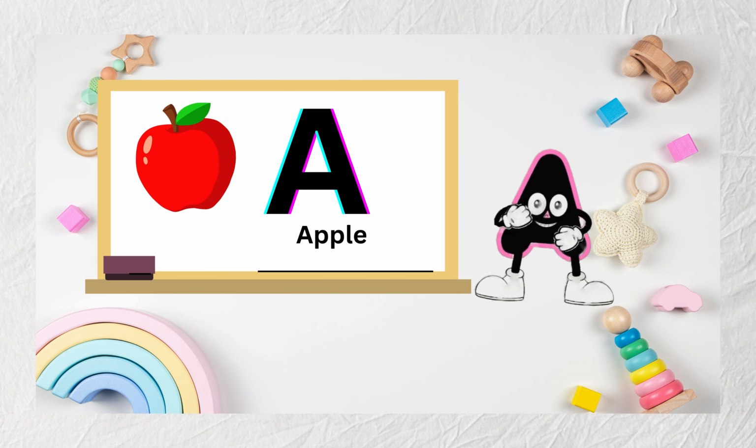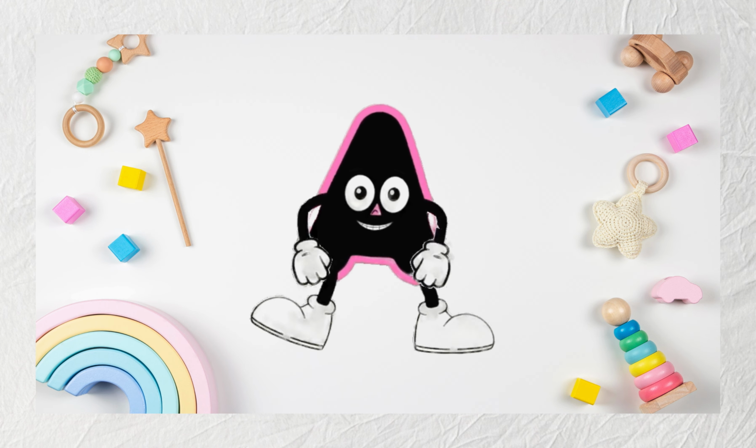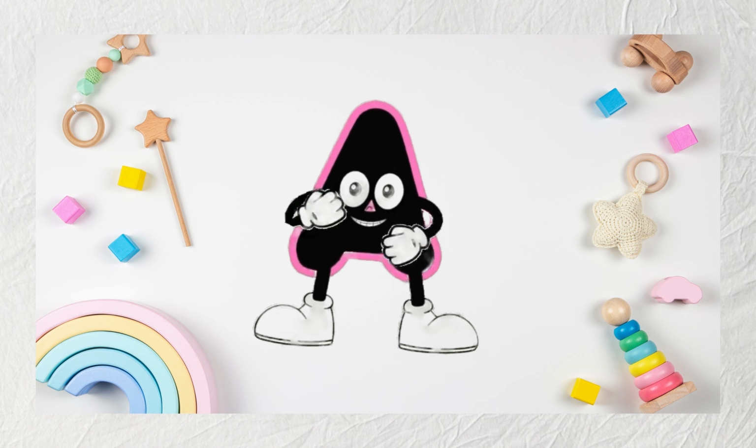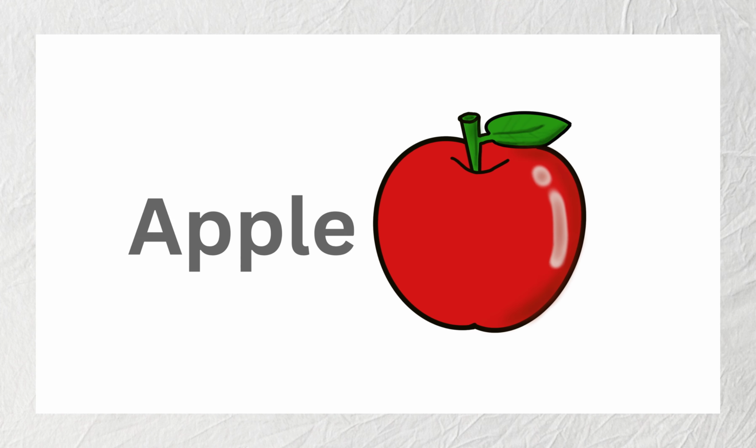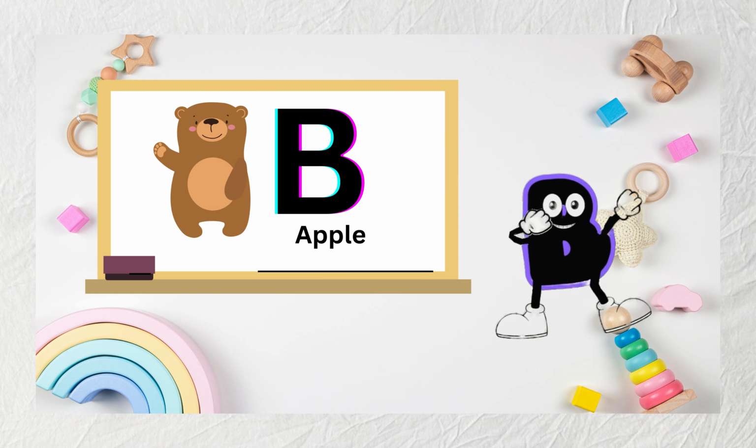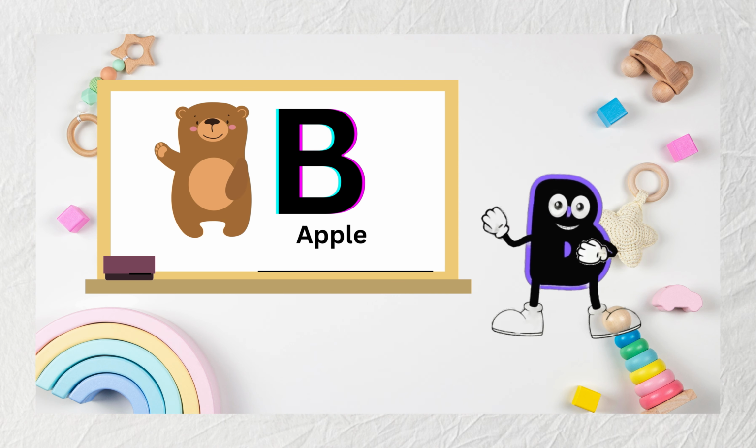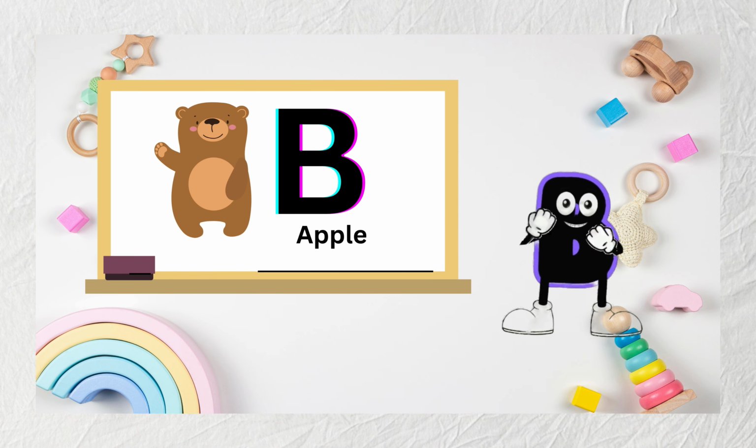Letter A. A is for apple. Let's sing along. A for apple. Letter B. B is for bear, strong and furry too. Let's sing along.